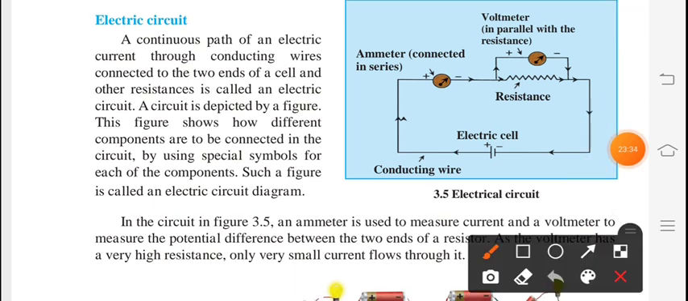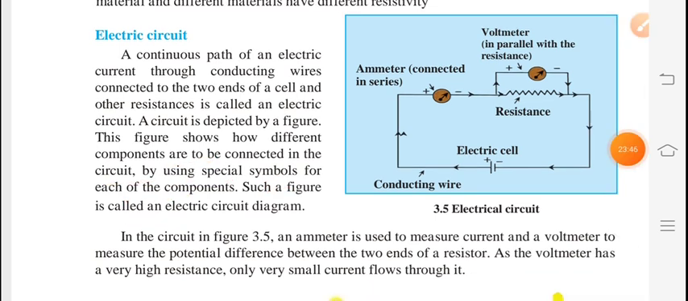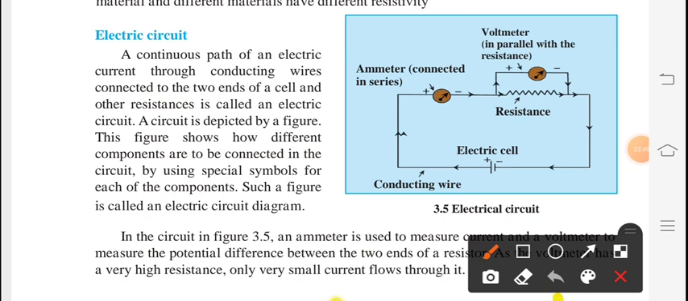This figure shows different components connected in the circuit by using special symbols for each component. Such a figure is called an electric circuit diagram. Here in this figure you can observe an ammeter to measure current, and a voltmeter to measure potential difference between two points, and it has very high resistance.